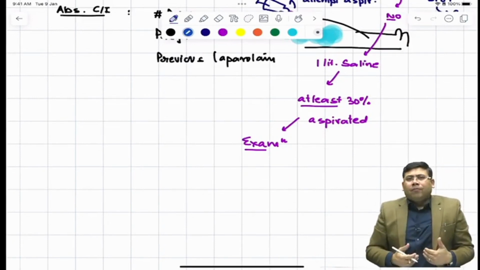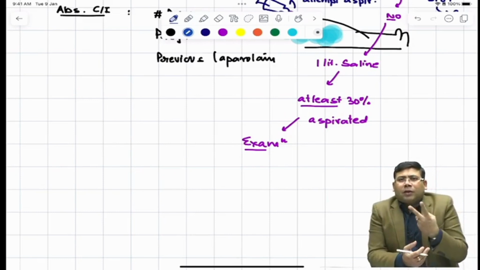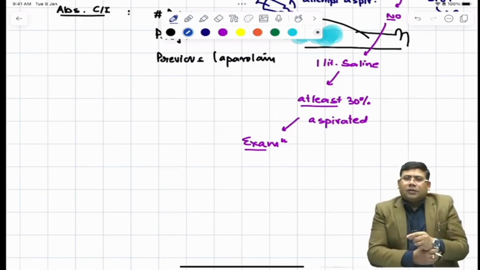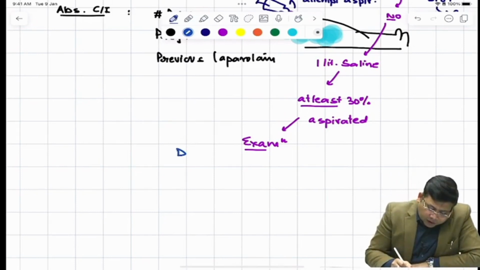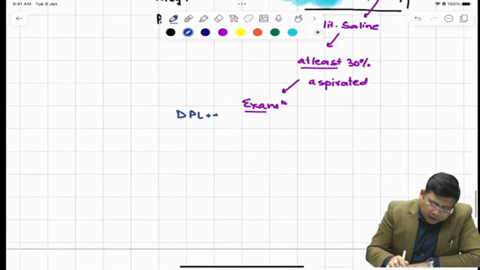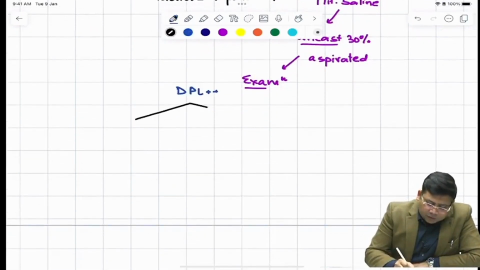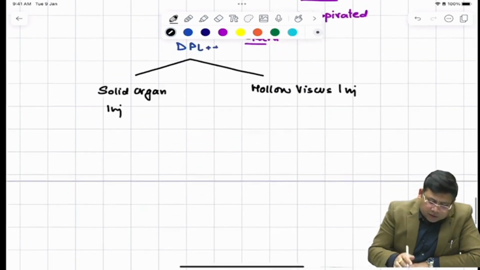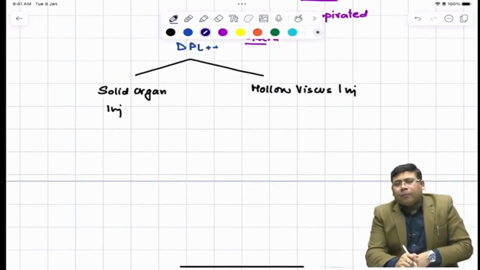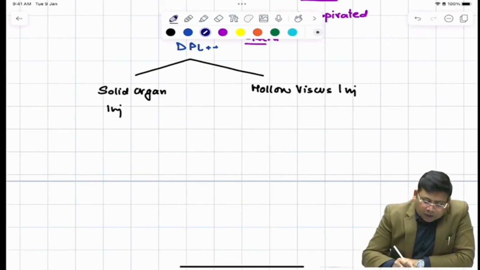When we are doing it for a patient with blunt trauma, we can expect two types of injuries. It could be a hollow viscus injury or a solid organ injury. So what do you mean by DPL positive? DPL positive with respect to hollow viscus injury, and DPL positive with respect to what, students? Solid organ injury. This is what makes it very important. What is the DPL for solid organ injury?